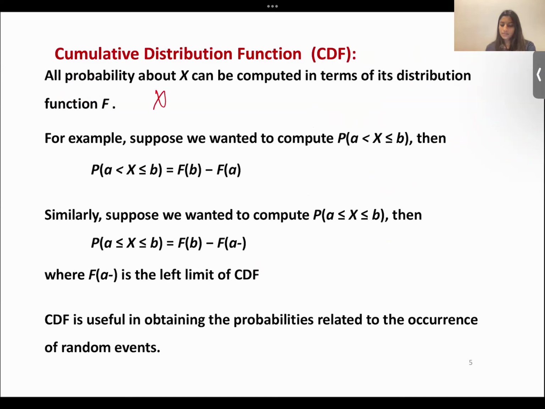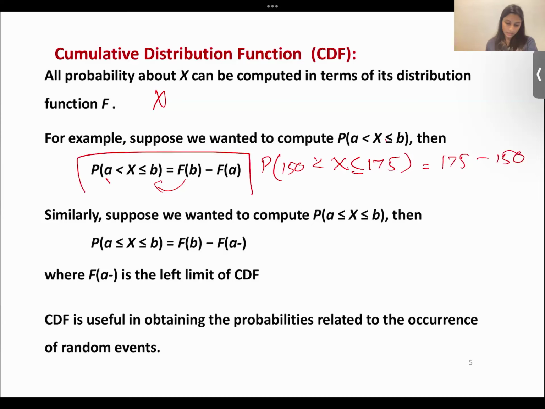Suppose you want to compute the probability of x greater than a and less than or equal to b. This would be the function of b minus the function of a, like F of a, the CDF, the cumulative distribution function. This is similar to calculating the probability that somebody's height falls between 150 and 175. What you do here is 175 minus 150, or whatever the function is. This is something you have to remember.